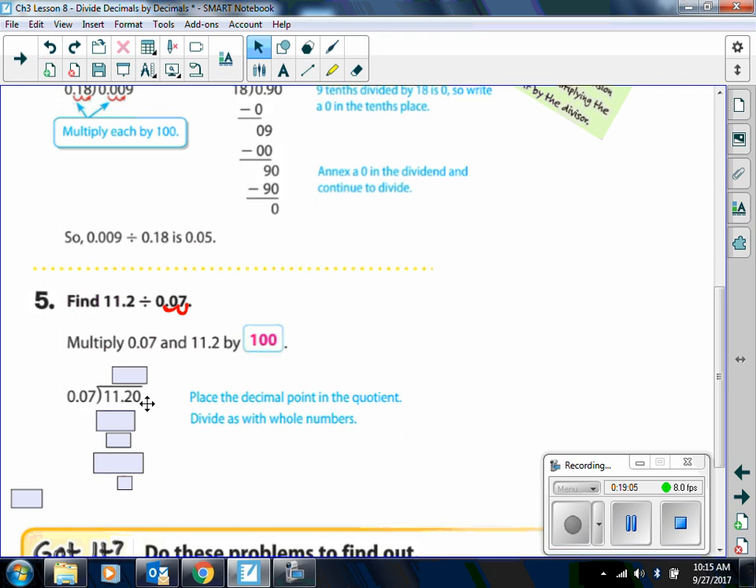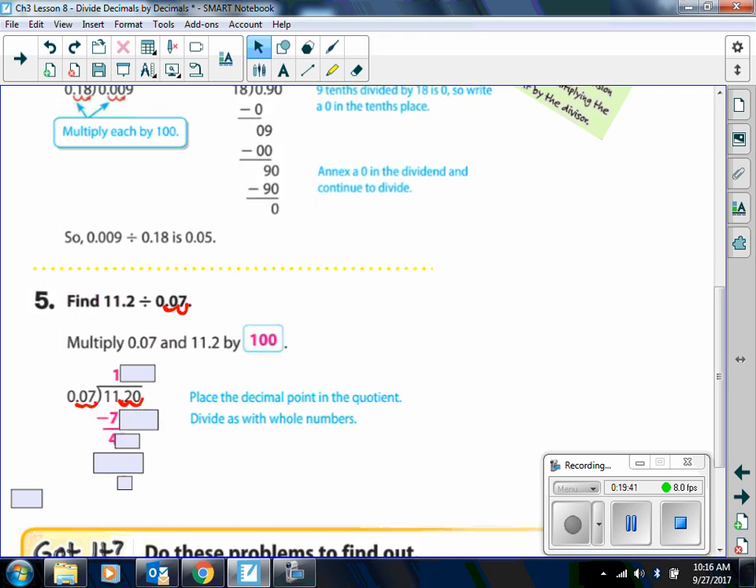So now we just multiply like normal. So 7, oops, they didn't show the moving the decimal over here. So let's show this right here. So we're going to move the decimal there, right? Move that twice, and we're going to move this twice. So my decimal is going to go back there at the end. Does everybody see that? So now, how many times does 7 go into 11? Once. 1 times 7 is 7, and then we subtract.